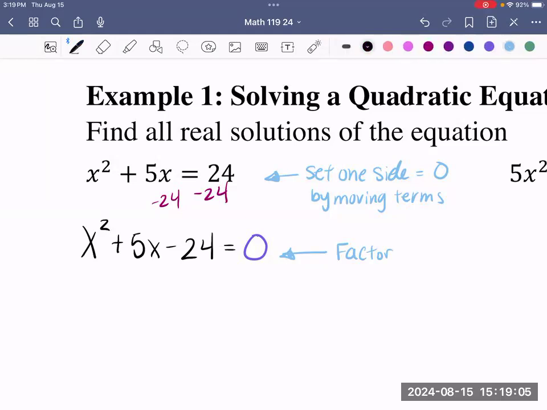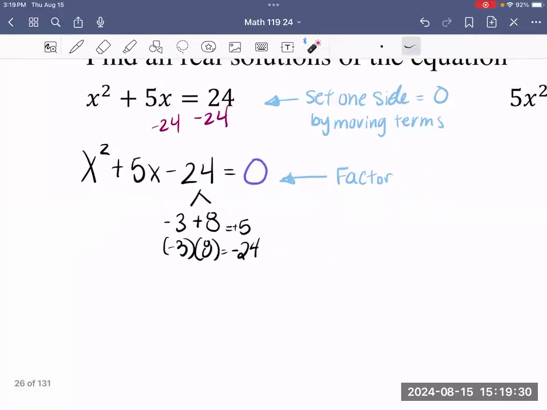So we're looking at factors of 24 that can get us to 5. So 3 and 8, if and only if your 8 is positive and your 3 is negative. This way, when we add them together, so negative 3 plus 8, that keeps it a positive 5. But when we multiply it, we then get a negative 24. So that works. That is exactly what we have here. Now, if you don't know how to factor, please go back one more time to chapter 1.3.